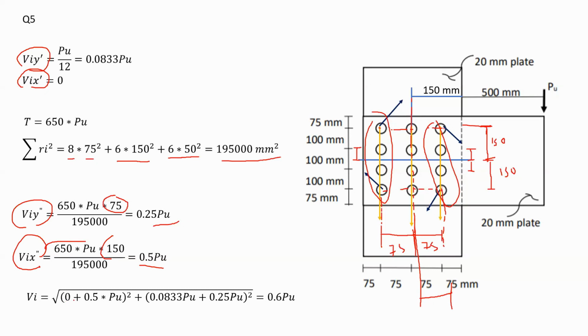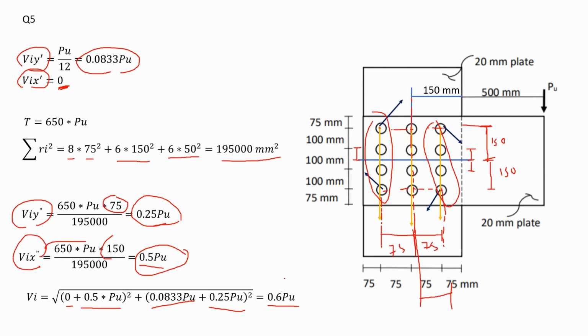So the magnitude would be, as we discussed before, the summation of the ones on the x squared and the summation of the ones on the y squared. So first, 0 is coming from here. I have 0.5 Pu that is coming from here, squared, plus 0.0833 Pu, which is this one, and I have 0.25 Pu, which is that one, all squared. Under square root, you get Vi, or the magnitude of the shear force on a bolt, would be 0.6 Pu.